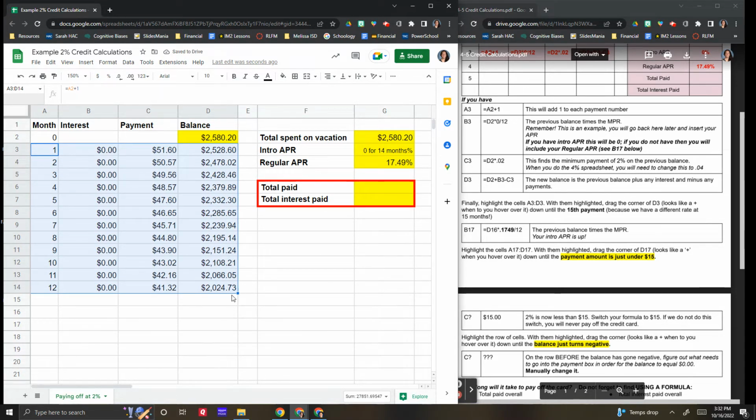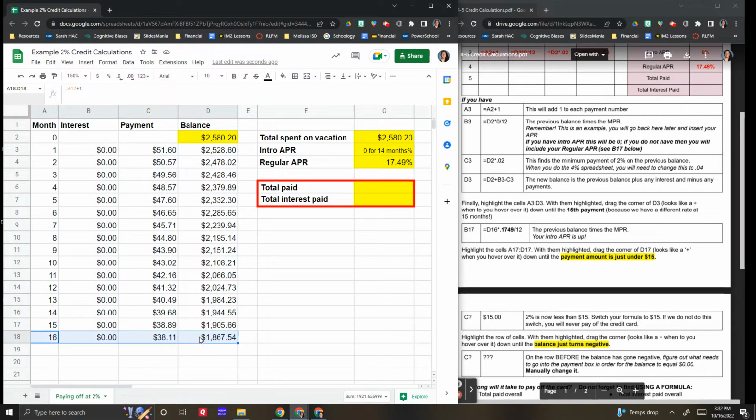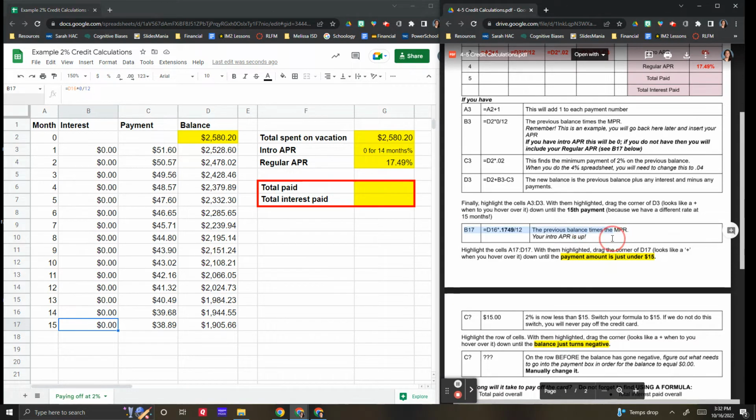I didn't drag far enough, which is okay. I'm going to drag just a few more down. In this example, I need to go until my 15th payment. I went a little too far, so I'm going to delete that. I'm going to go to my 15th payment because for 14 months I had 0% APR. On the 15th month, I am going to start paying interest, so I'm going to get charged for that now. In this cell, I need it to read equals D16.